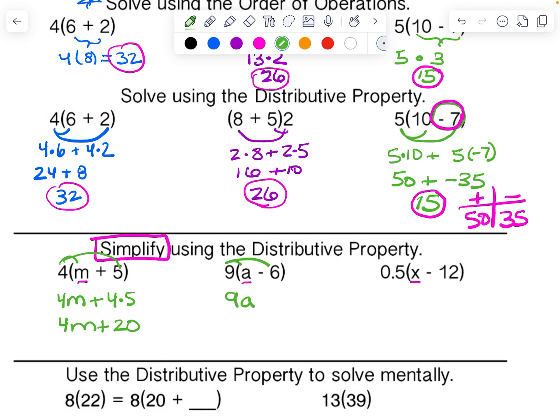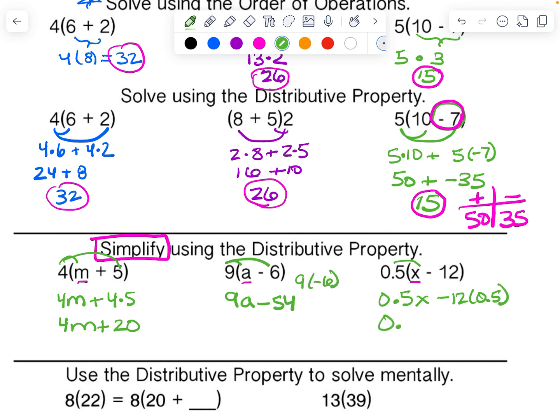And then lastly, we have 0.5x, and then we have 0.5 times negative 12. Of course, we know that 0.5 is half, so half of negative 12 is negative 6, and these are my answers. So it's a little uncomfortable at first to not answer with a single number. We have to leave x terms and constants separate, a terms and constants separate.